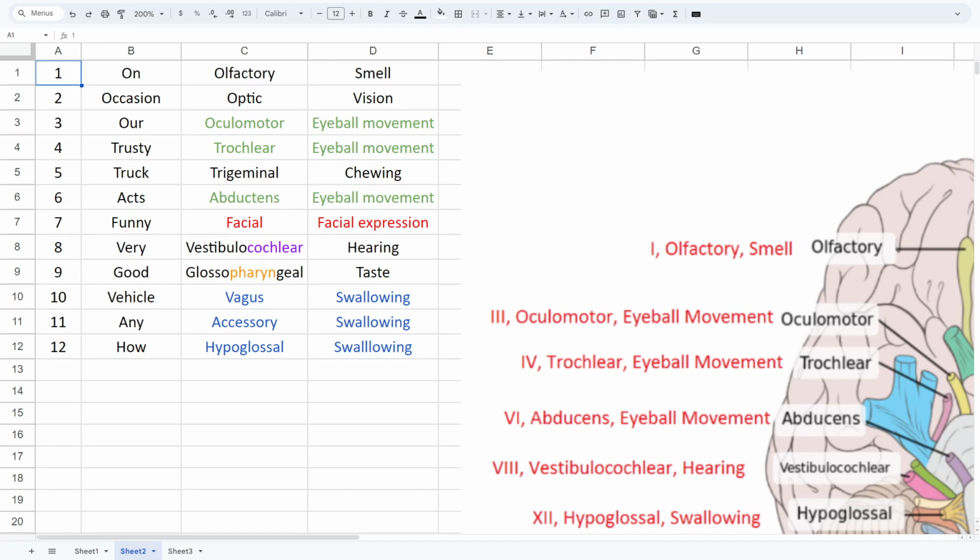Some quick memory aids for cranial nerves 1 through 12. On occasion, our trusty truck acts funny. Very good vehicle anyhow.